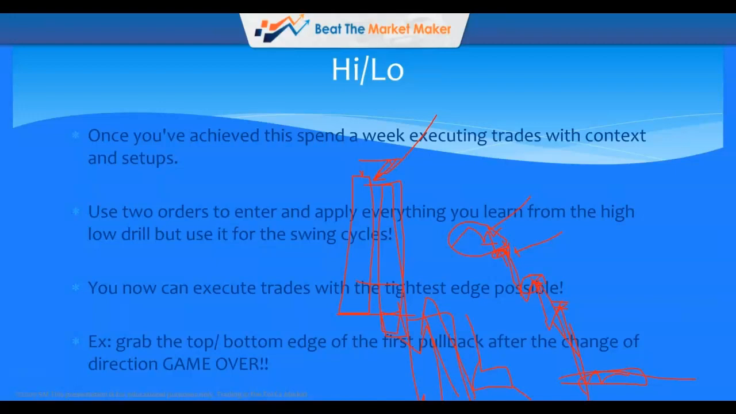Okay, and like here, I said it, execute here. Once you complete this, you could execute trades with the highest, tightest possible edge. You can't get a better edge than 5 ticks off the swing or 5 ticks off the high or low of the day.